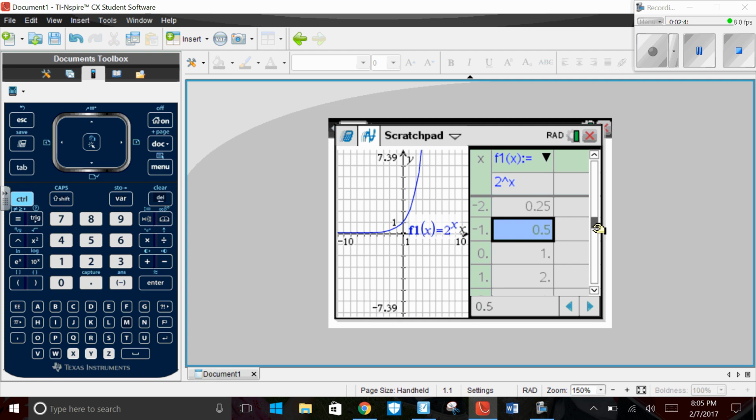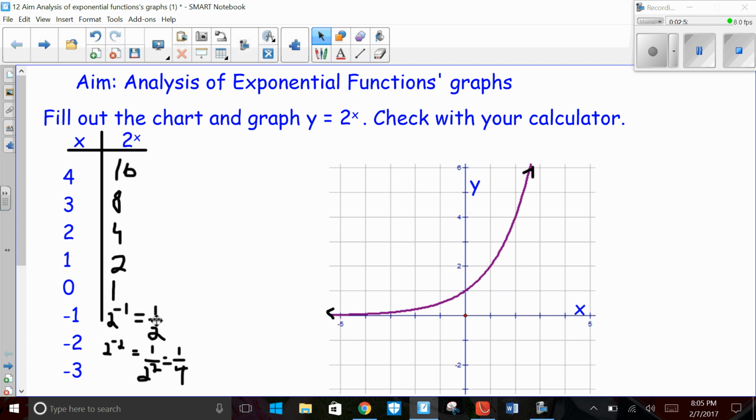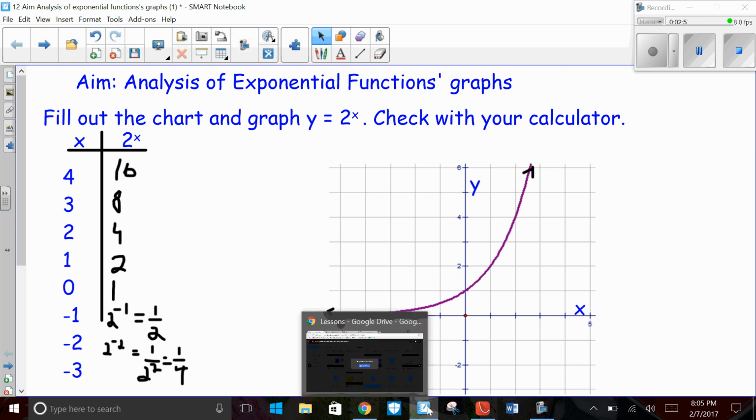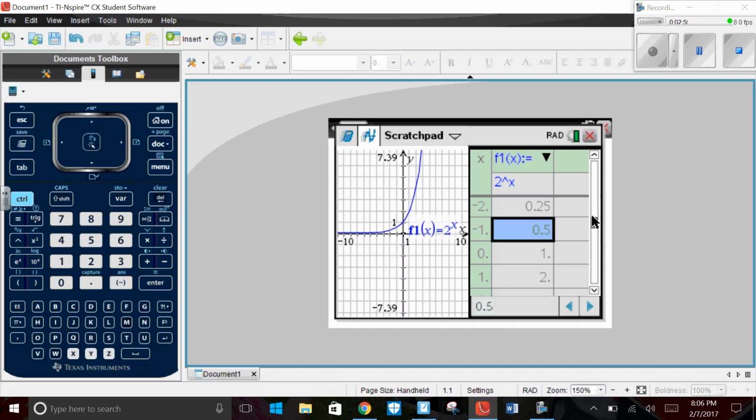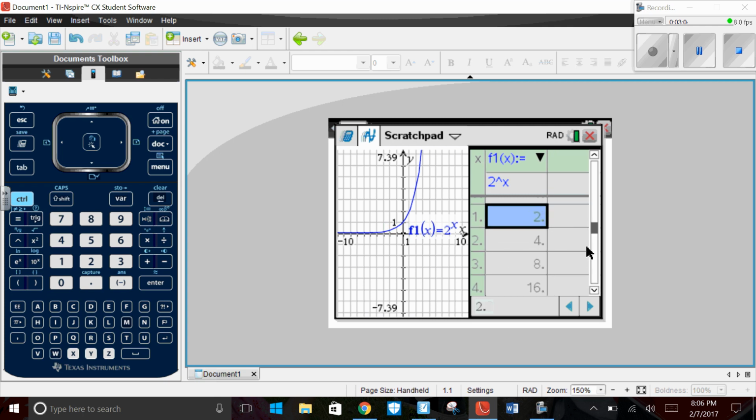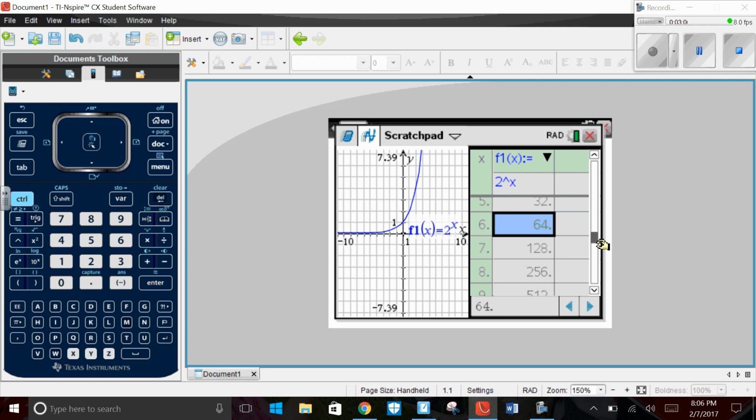So you can look and see when x is negative 1, y is a half. That's what we got. When x is negative 2, y is a quarter, or 0.25. Okay, so here you can see all the points and look how quickly this grows. By the time x gets to 9, it's already up to 512.